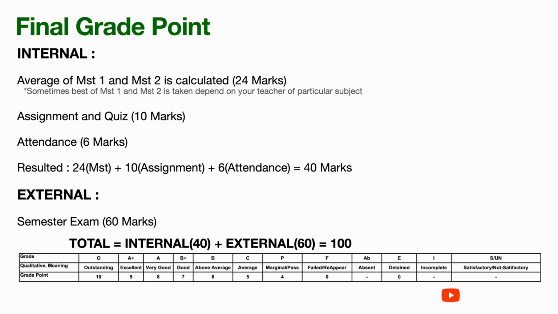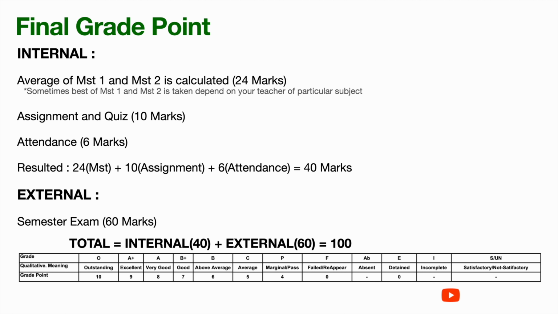Then there are 10 marks for assignments and quizzes, and 6 marks for attendance. So the resulting total is 24 for MST, 10 for assignment, 6 for attendance, and the total is 40. Okay, and now we talk about external marks. External marks are for the end semester exam, that is 60 marks. Okay, that is very important.